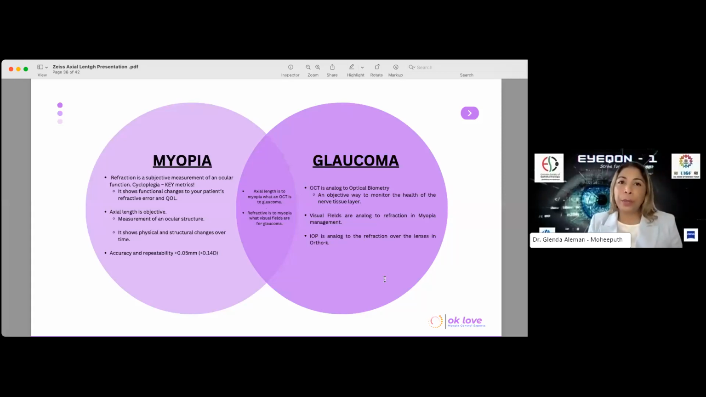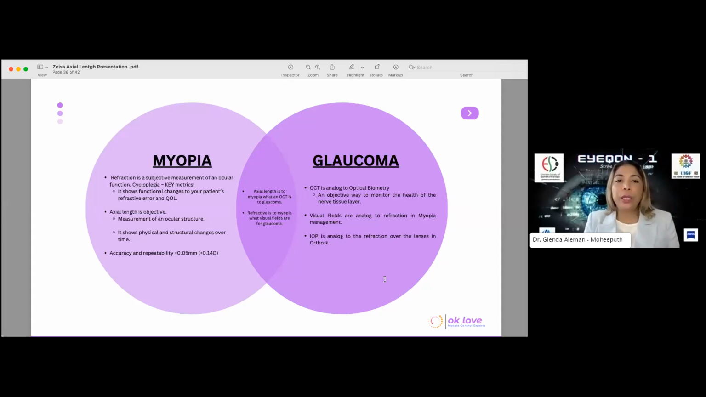So I like to make the comparison between glaucoma and myopia, because I think that there are factors that correlate. Refraction to me in myopia is equivalent to having a visual field exam. A visual field is great, but it doesn't really give us the whole story on glaucoma. So if we have a patient that is a suspect for glaucoma, we do an OCT because we know that it's an objective way to evaluate the structures of the eye. Glaucoma and myopia relate in the fact that we should be doing axial length for our myopia patients, just like we do OCT for our glaucoma patients.